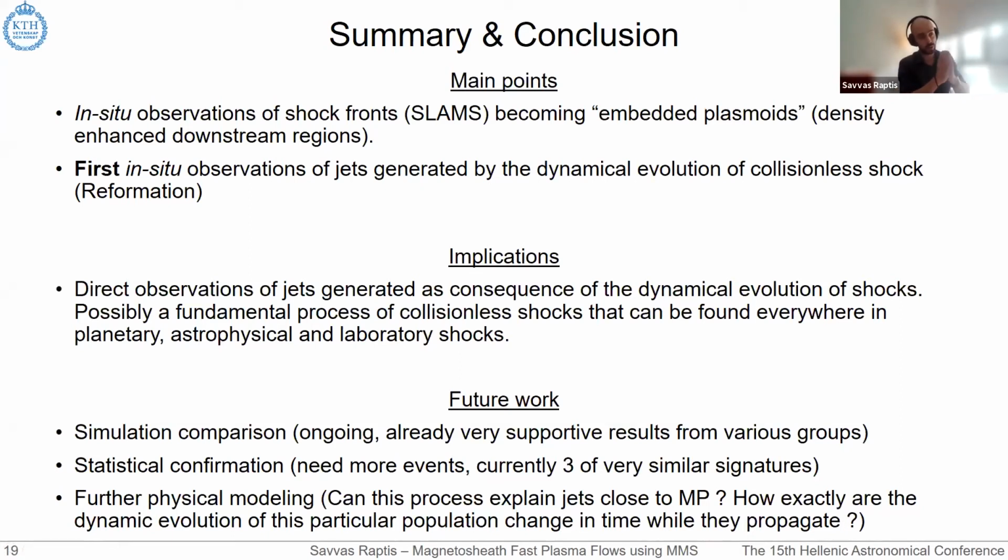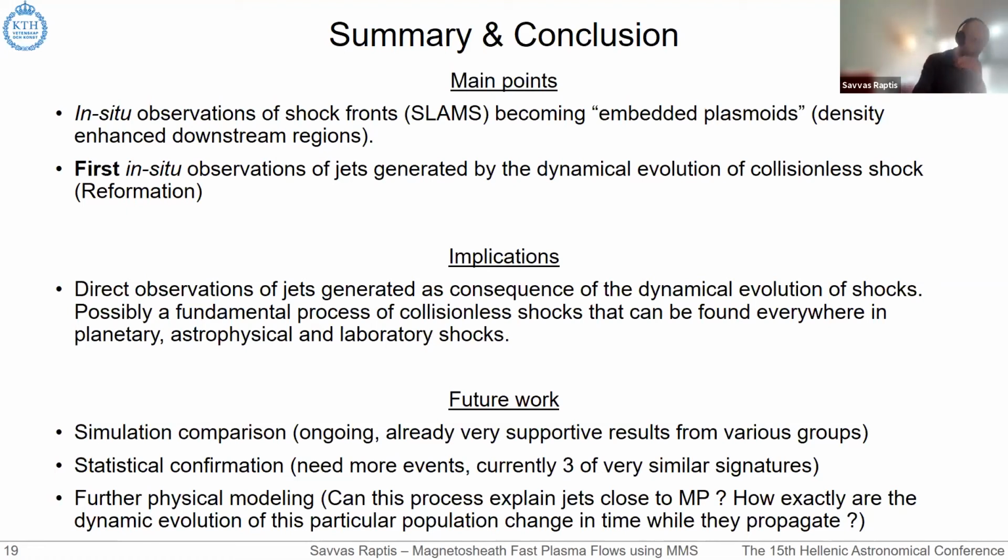Those are localized structures that are called slams, and they become density enhanced regions downstream of the Earth. But what we most importantly observed was the first in situ observation of jets being transferred downstream of the shock due to a reformation cycle of the bow shock of the Earth. So in reality, we see solar wind packets being trapped between solitary magnetic structures, effectively going downstream of the shock due to a shock front appearing upstream of the previous one.